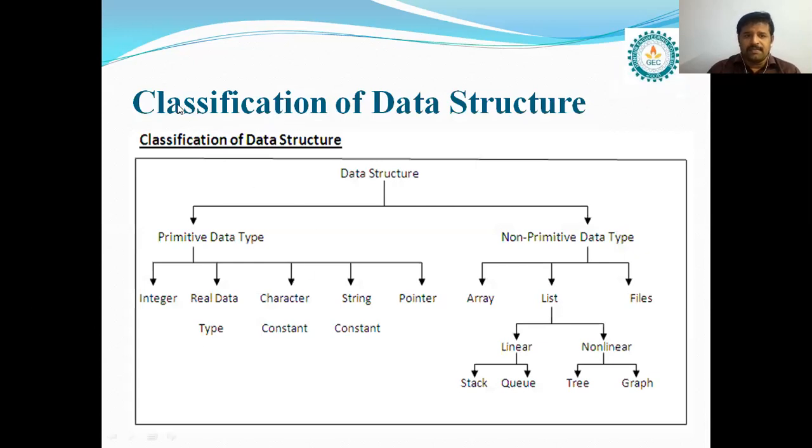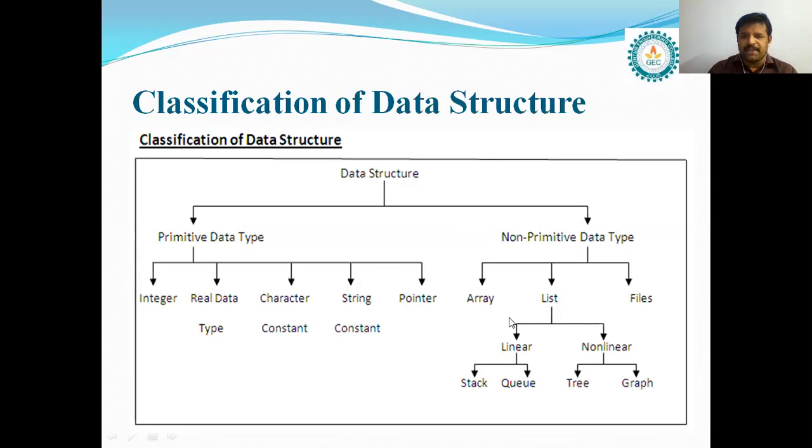Here, see this diagram, classification of data structure. This given diagram shows the classification of data structure. This data structure is classified into two types. One is primitive data structure, that is nothing but primitive data type, and non-primitive data structure. Primitive data structure means the data types that are called basic data types, like integer, real, character, string, pointer, etc. And coming to the non-primitive data types, mainly it is classified into arrays, list, and files.